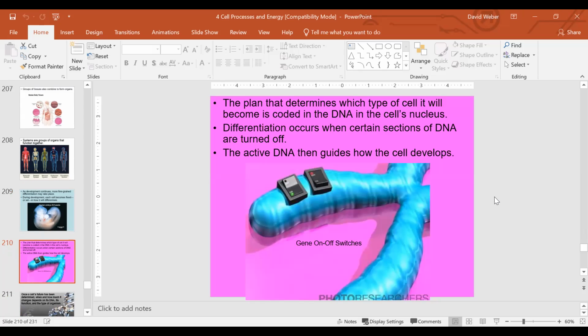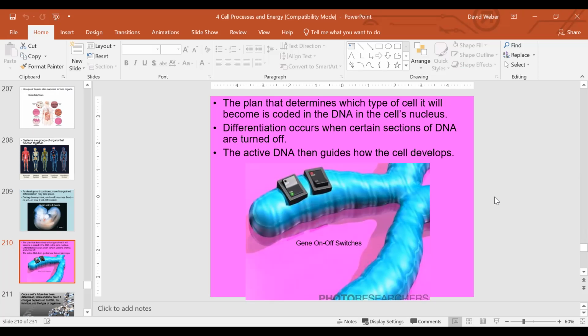So the plan that determines which type of cell it will become is coded in the DNA of the cell's nucleus. If you remember me talking about what DNA is, DNA in your chromosomes is kind of your blueprint. And differentiation occurs when certain sections of the DNA are turned on and turned off, kind of like a light switch. Your genes are either turned on or turned off. Blue eyes, green eyes, tall, short, if you have dense bones, if you have brittle bones, if you're susceptible to getting sick, or if you're not susceptible to getting sick. Some people just get a cold really easy and some people don't. Well, that's a genetic thing.